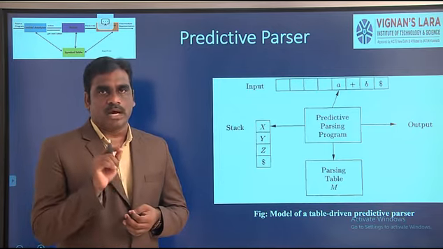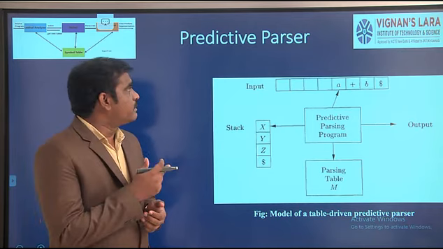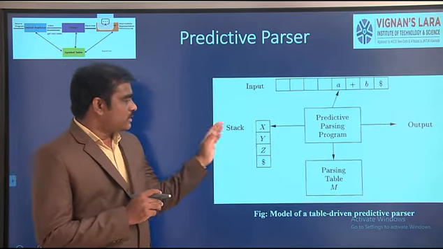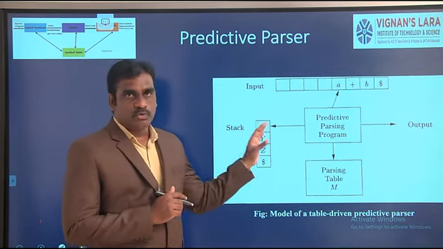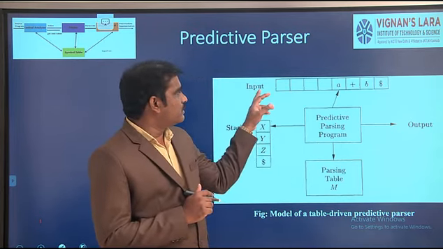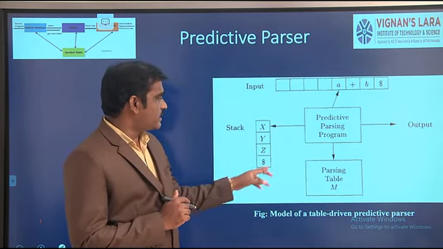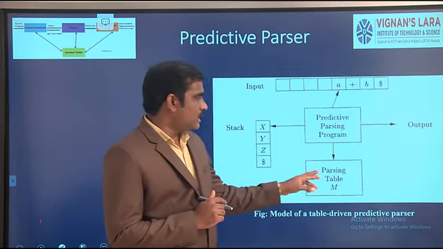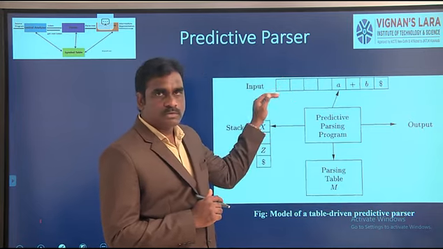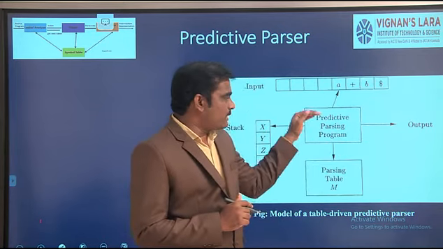That is, one is RDP, recursive descent parser, and the second one is predictive parser. This one we can also call a non-recursive predictive parser. So this is the model of predictive parser. In predictive parsing, we have the input string, the input tape, a stack, and the parsing table. By using these three, input, stack and parsing table, we will get the output. Now we will see one by one.